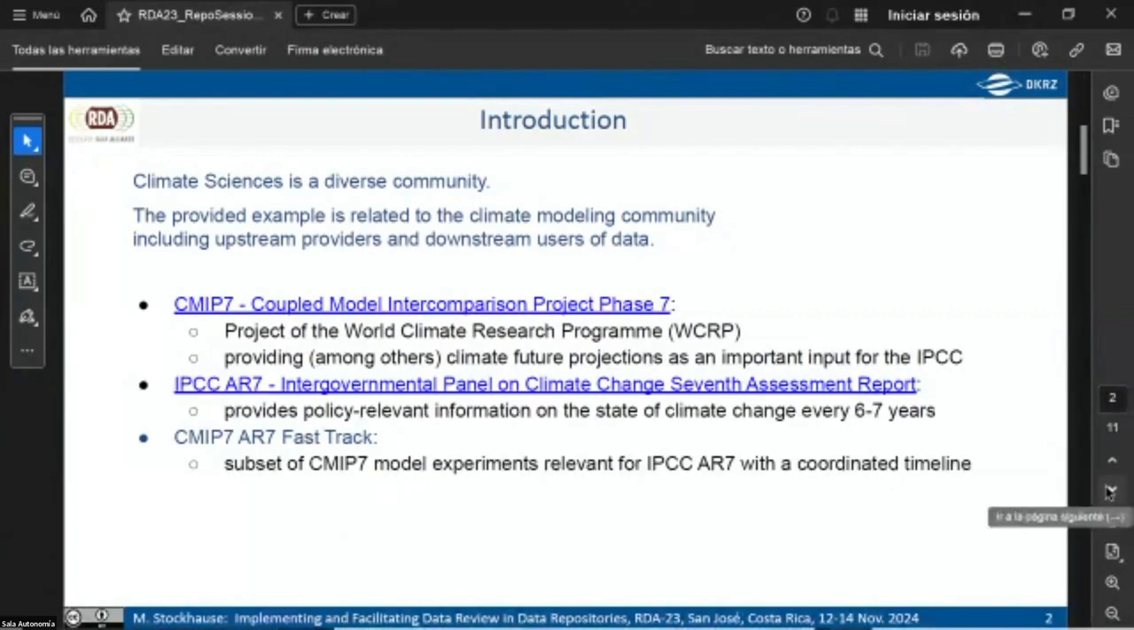CMIP7 stands for Coupled Model Intercomparison Project, Phase 7. So it's a project of the World Climate Research Program. And part of their experiments provides the future projections, which are of interest for the IPCC. So for the Intergovernmental Panel on Climate Change, which has started its 7th assessment cycle. And IPCC itself provides policy relevant information every 6 to 7 years in their large assessment cycles. And the last introduction is CMIP7 AR7 Fast Track. So CMIP7 has defined a small subset of experiments together with IPCC, which are relevant for the next assessment cycle.